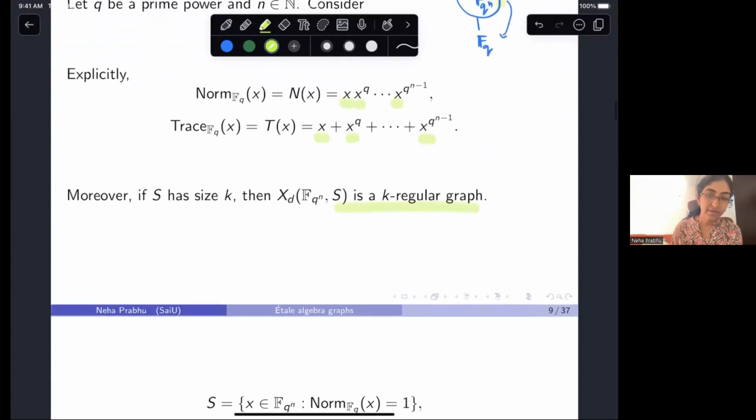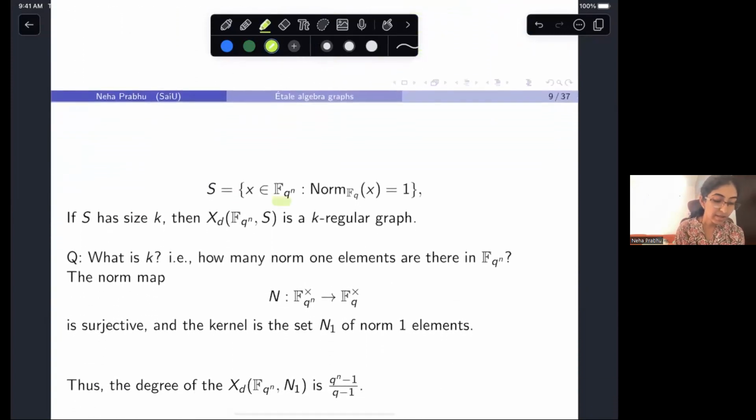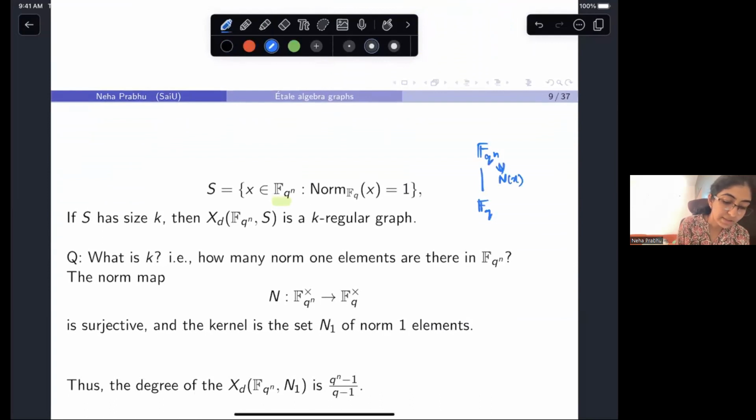Now, what is our S that we want to take? It's the set of all elements in the top field which have norm 1. So I have FQ^N here, I have FQ here, and I take the norm map. You look at all the x such that norm x equals 1. Now, there is more than one way of taking the norm. Of course, this is like a tower. So this Q is some power of P, so there is FP sitting below.